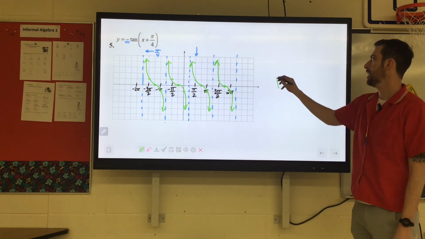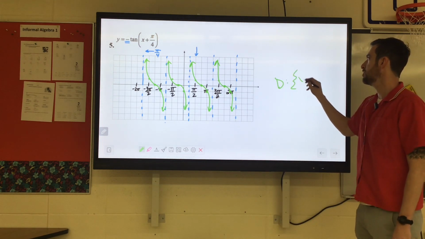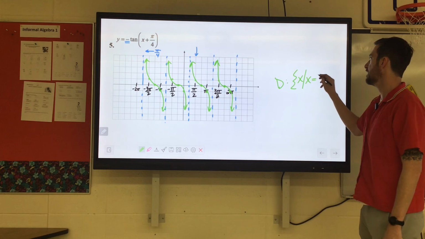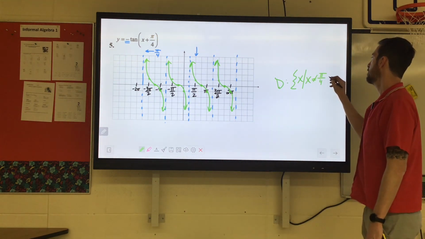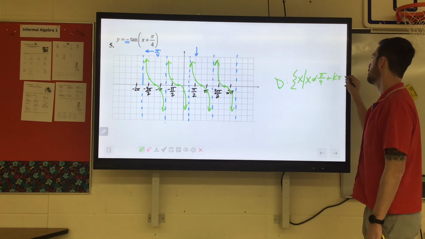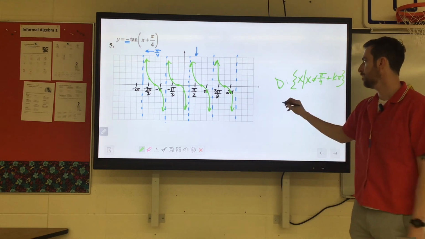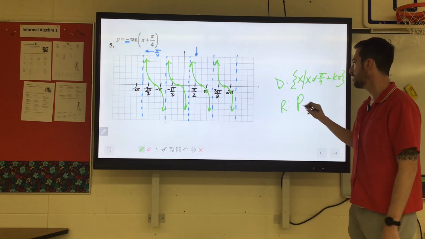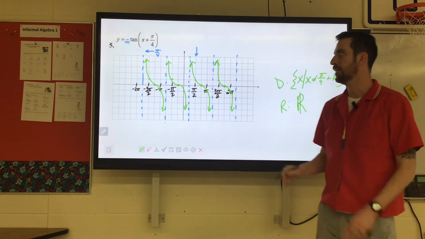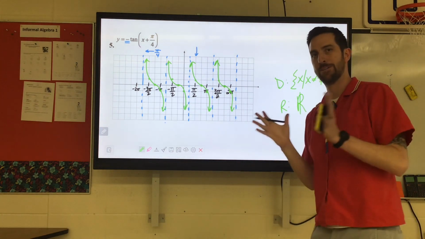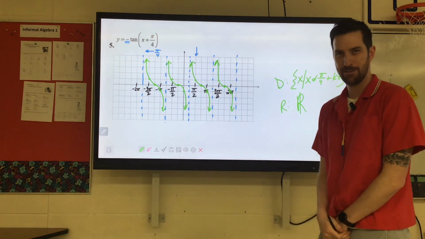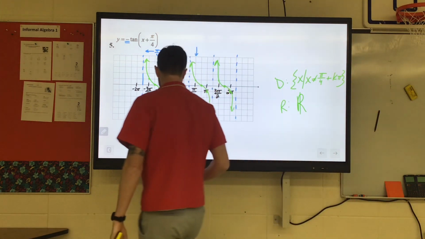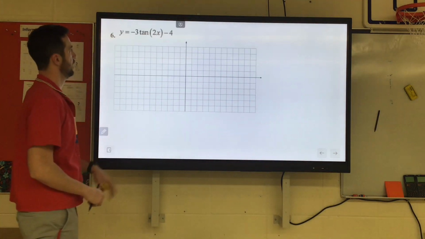Cool. Domain: x such that x does not equal. We have an asymptote at pi over 4 plus k times the period. Our period is still pi. Range, for all of these, is all real numbers. We only have one problem left. Are you a little sad that we only have one problem left? I don't blame you. Here it is.